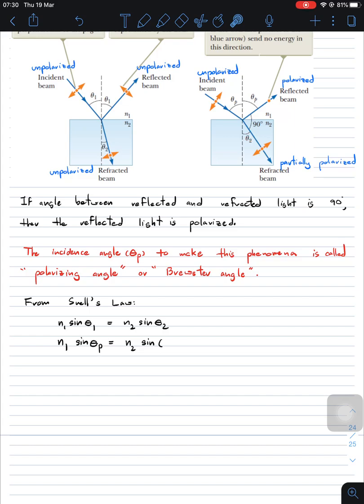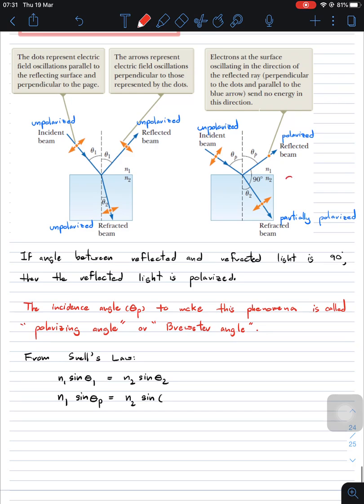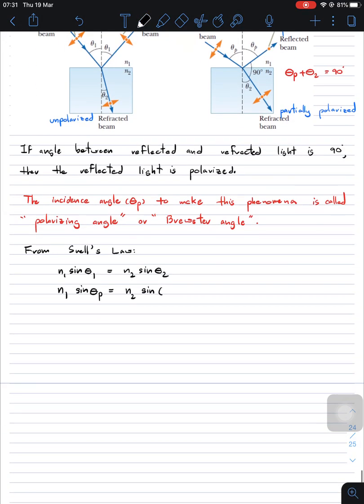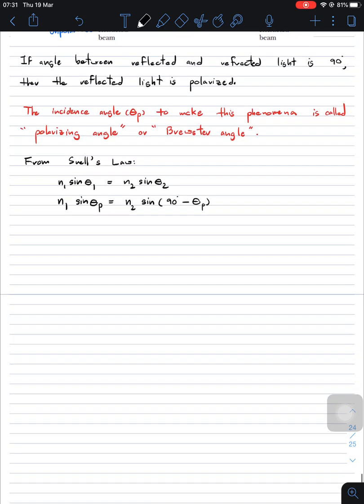But now you can see that if this angle equals 180 degrees, and this is 90 degrees, it means that θp plus θ2 equals what? Equal to 90 degrees, right? Okay, so let me take a note here. So with this we can get that θp plus θ2 must be equal to 90 degrees. It means that θ2 must be equal to 90 degrees minus θp. So let's just write it down: 90 degrees minus θp is going to be equal to θ2.